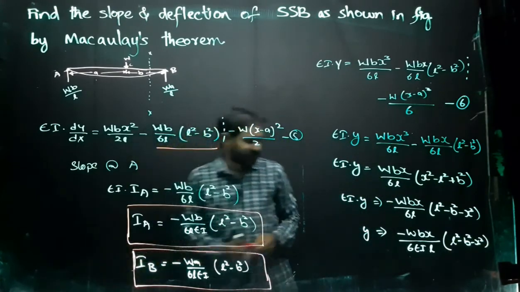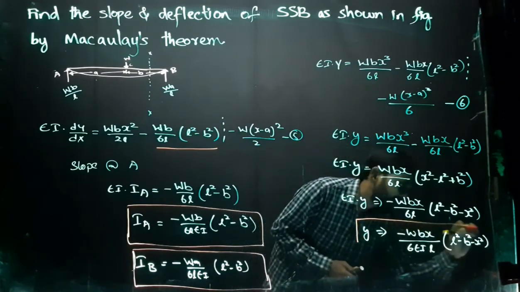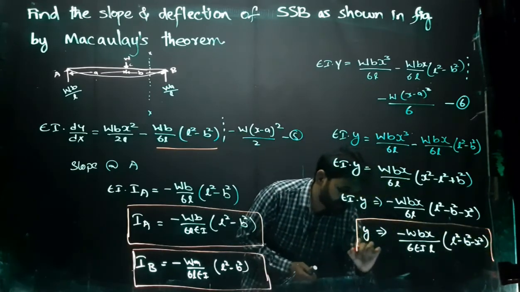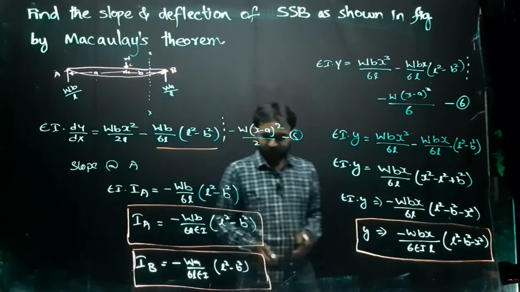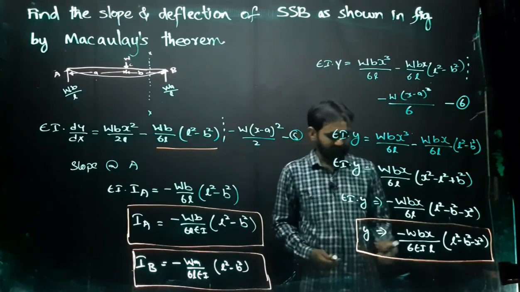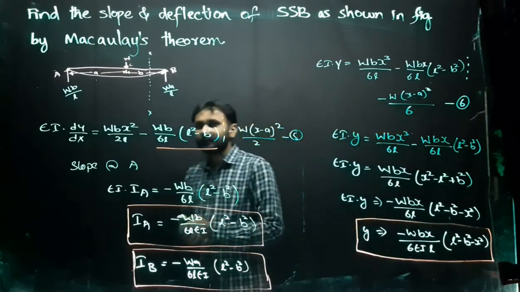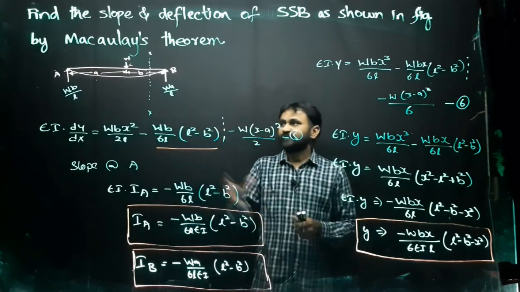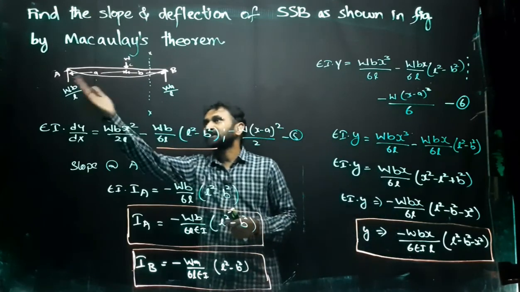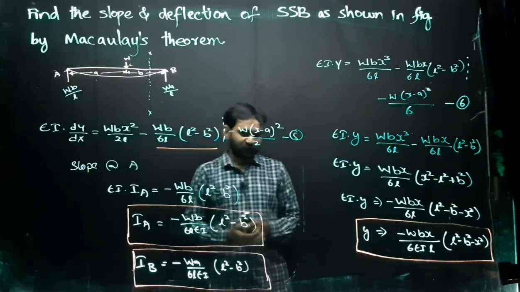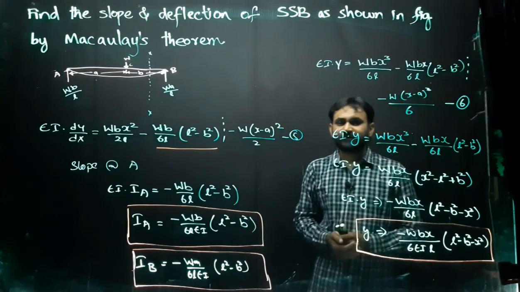So this is my final deflection equation. These two are the slopes and this is my deflection. In the previous one we solved the simply supported beam with a center point load. In this problem we have solved the case other than the central point load. So these are the slope and deflection formulas. Thank you.